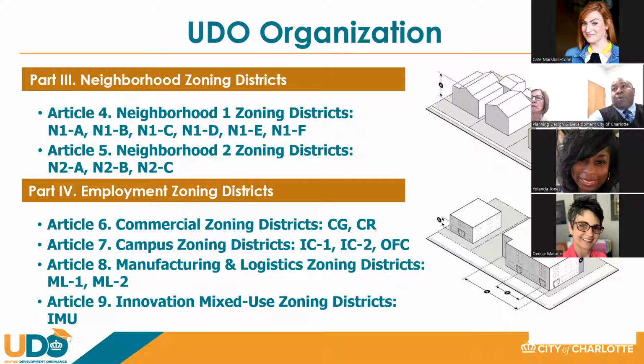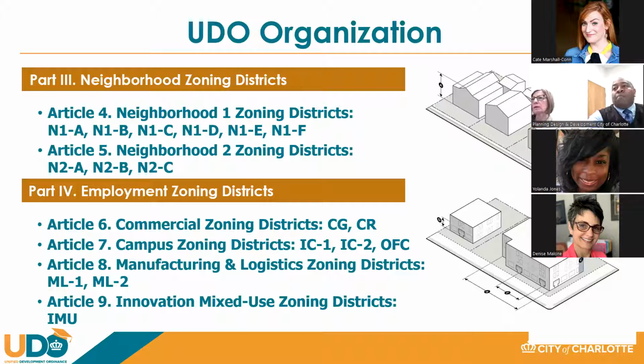Article 5 is your neighborhood 2 zoning districts, where you're starting to get into townhomes and a little larger multifamily and some other non-residential uses. When you start getting into part 4, you're now getting into Article 6, which has your commercial zoning. Typically, that is your business districts, think of McDonald's, gas stations, things of that nature. Article 7 is your campus zoning, and that is for your larger campuses. So think of Atrium Health, Novant's campus. There are some large church campuses throughout the community, and that's typically what that zoning district is for.